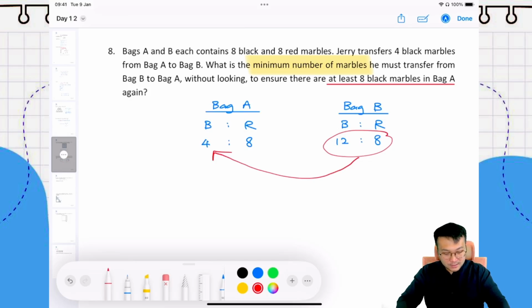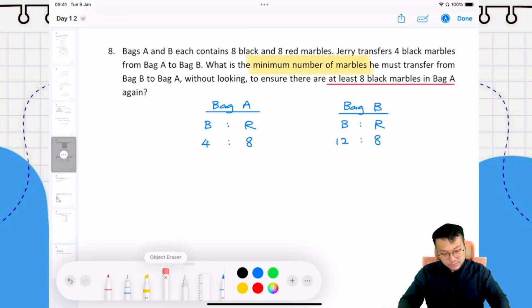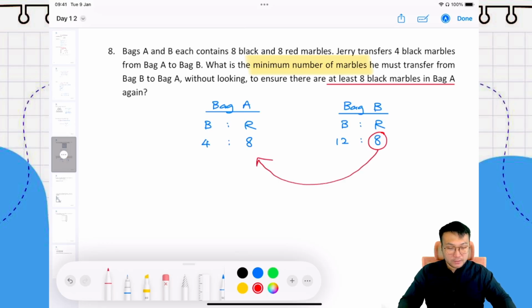So students, I can see different answers from some of you. Some of you say 12, some of you say 16. Now, ask yourself, if you're super unlucky, what will happen? You are going to take all the red marbles. Then you're going to transfer them here. Then you're not even going to get what you want, right? That means you need to be prepared for the worst case scenario. You must be prepared to take all the red marbles.